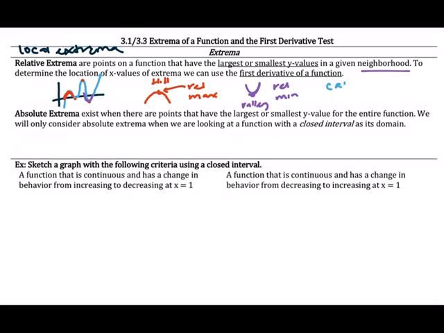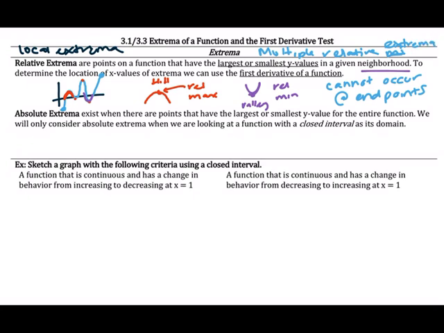Something to note, relative extrema cannot occur at an endpoint. So if we had a closed interval, which we're going to talk about in a minute, we can't have a relative extrema here or here because that wouldn't be the highest or lowest point in a given neighborhood, because there's nothing happening to the left or to the right of those points. It doesn't look like a hill or a valley. It just looks like an endpoint. Something else to note, we can have multiple relative extrema. We could have 3 relative maxes. We could have 3 relative mins. We could have multiple relative extrema.